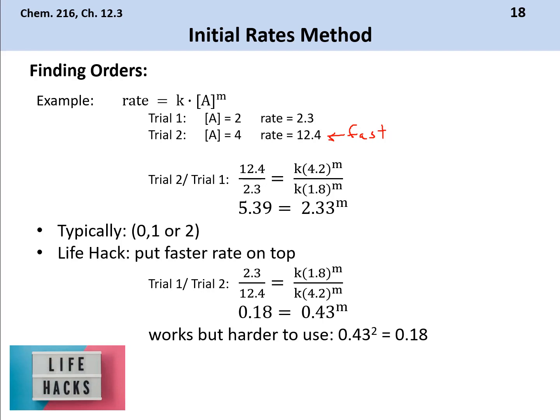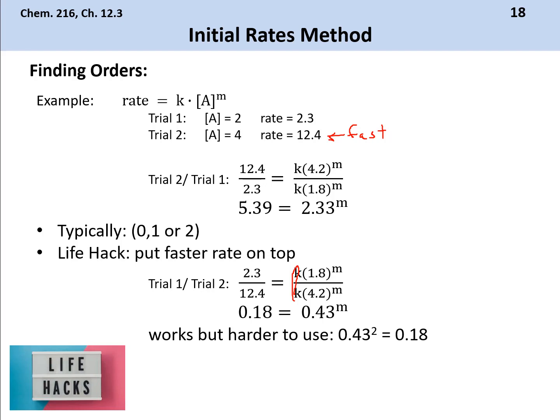Right? If I had this, it'd be 2.3 over 12.4, and that would get me 0.18. Okay? And then when I do that, it'd be 0.18 equals 0.43 to the m.